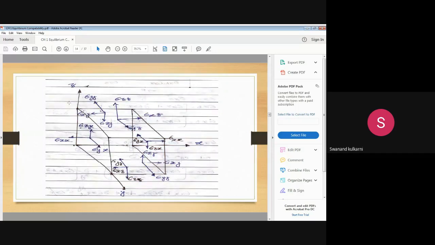Similarly, if we take into consideration this particular surface, this is the upper surface, and this is another surface present at the bottom side. Is it okay? So this is the bottom and this is the top surface.